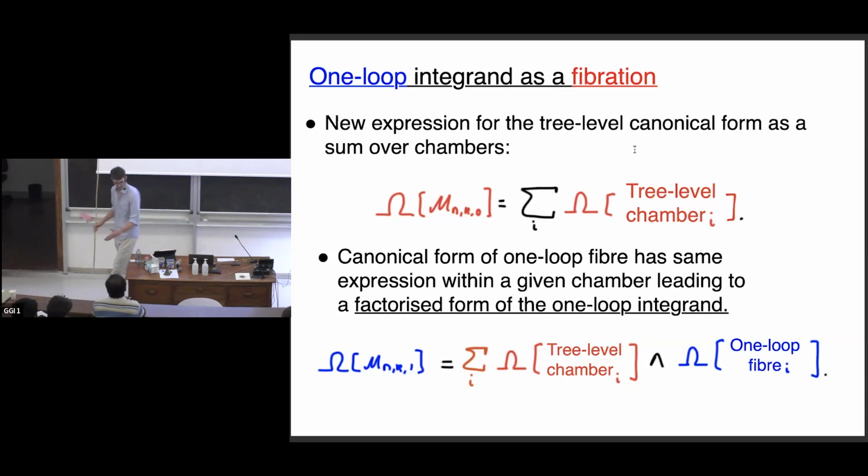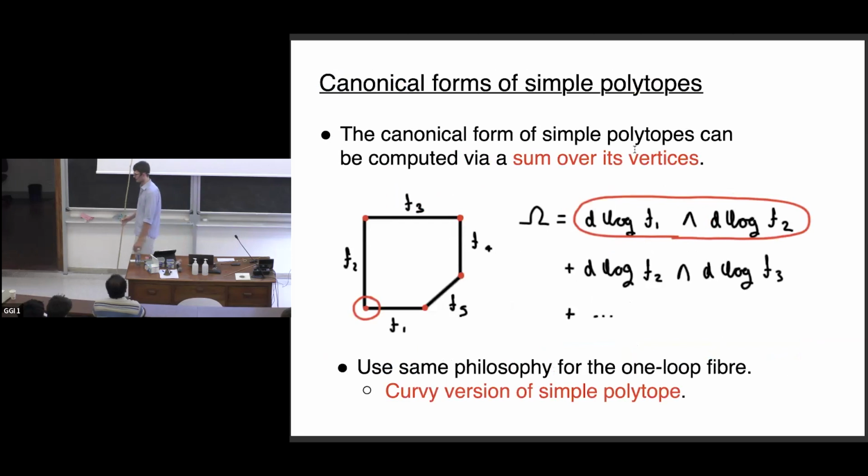So, okay, I haven't actually told you how to compute any of these things, but today I'm just going to talk about this guy, the canonical form for the one loop fiber. In order to do so, it's useful to take a step back and think about canonical forms of simple polytopes.